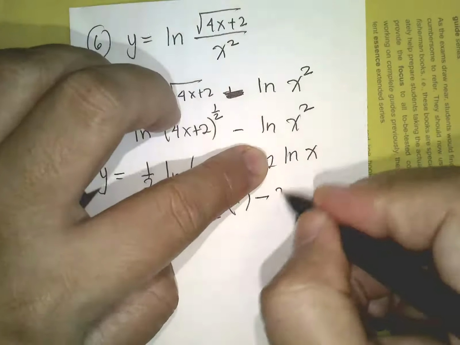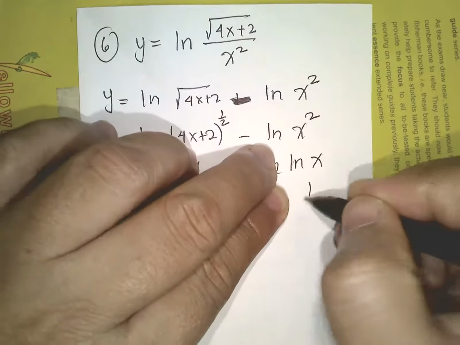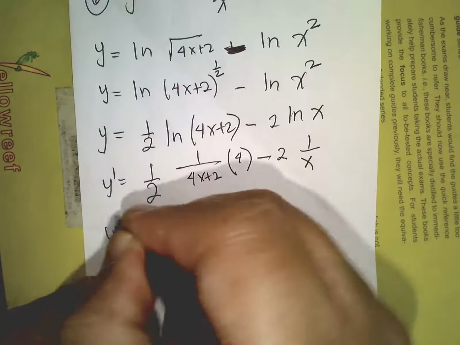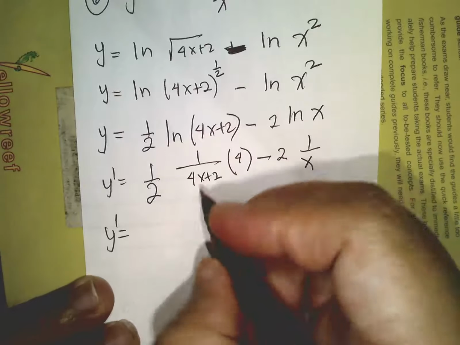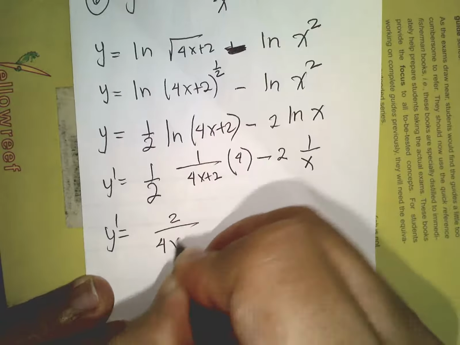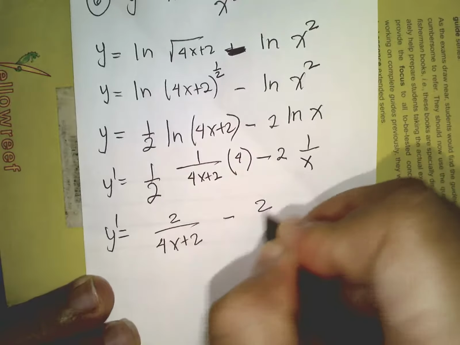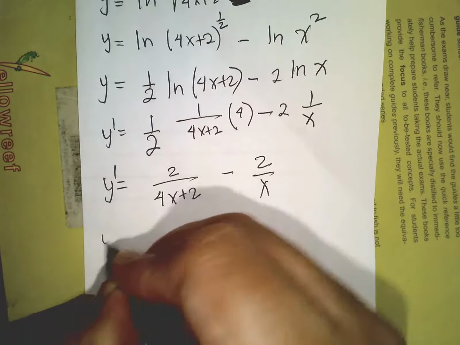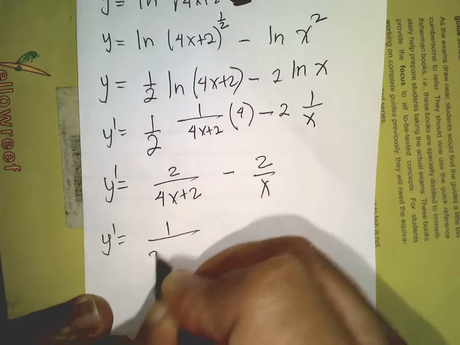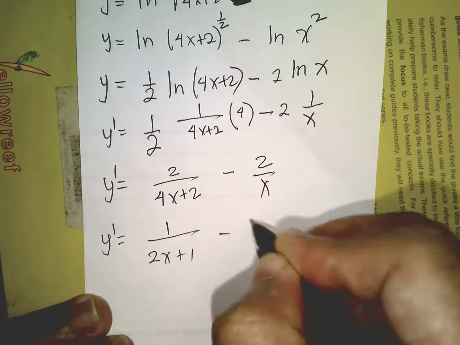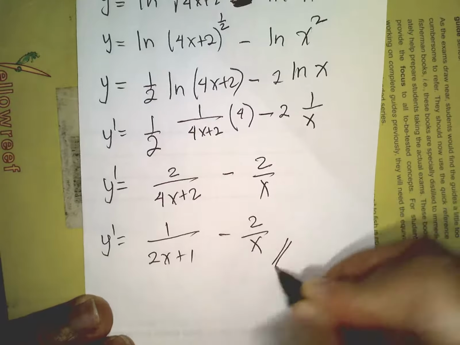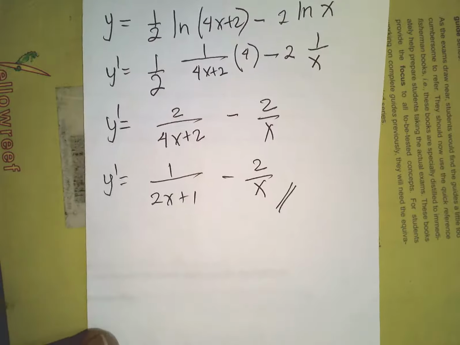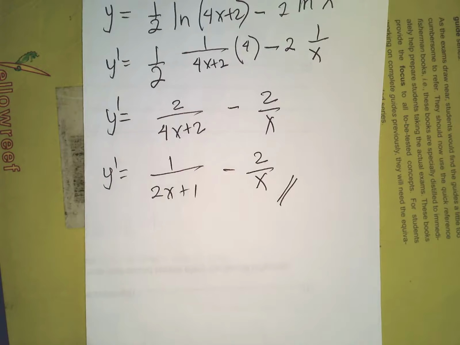Minus, you copy the 2, the derivative of ln x is 1 over x. Therefore, your final answer, the y prime is 1/2 times 4 is 2. So 2 over 4x plus 2 minus 2 over x. However, the 2 here can be cancelled. So y prime is equal to 1 over 2x plus 1 minus 2 over x. So that is now your final answer. Okay, so thank you very much.